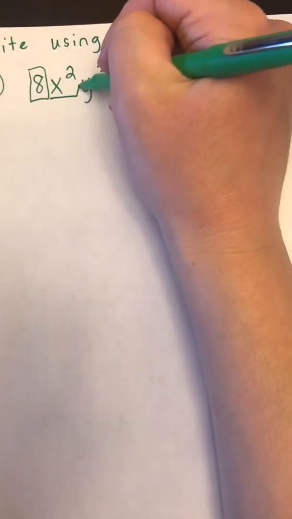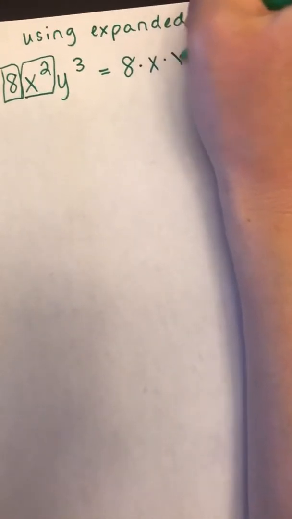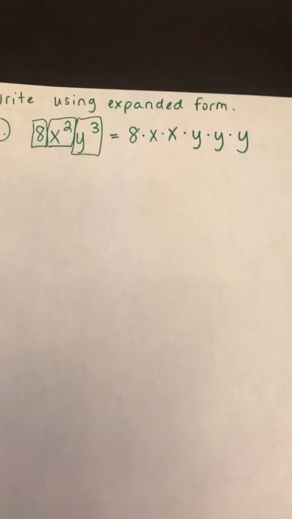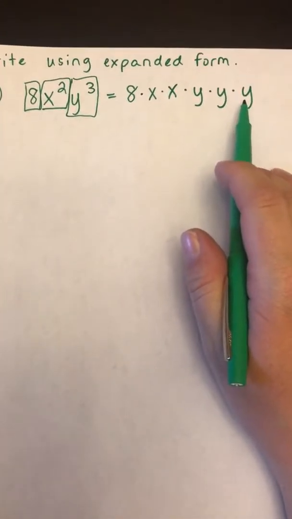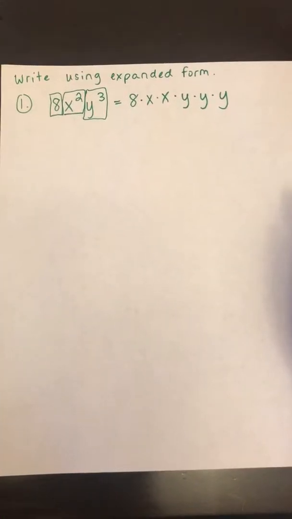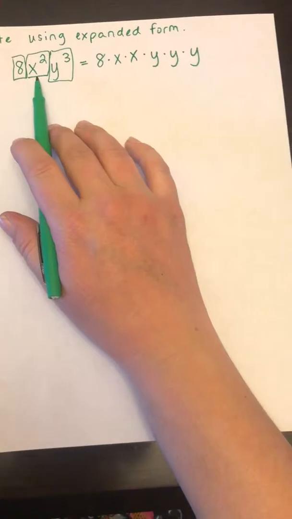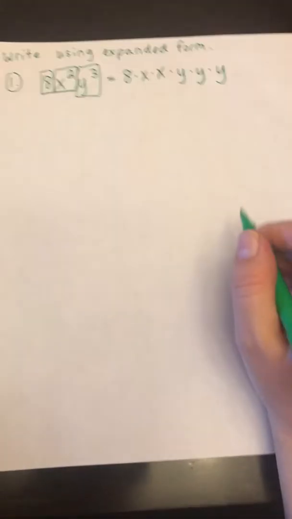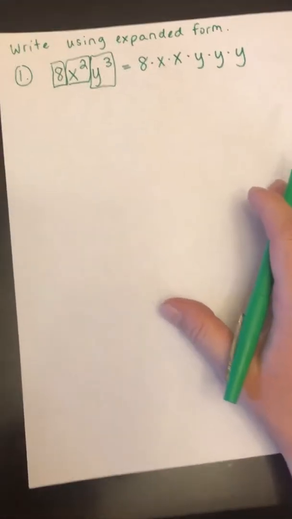My next base is x squared, so that means I have 2 x's, times x times x. And then y cubed tells me I have 3 y's, times y times y times y. And make sure you put a multiplication sign in between all of those, because this whole thing is a multiplication problem. So we did what it asked us to do. We just took it in standard form, what we call this, and we wrote it in expanded form. We stretched it out based on what the exponents told us.